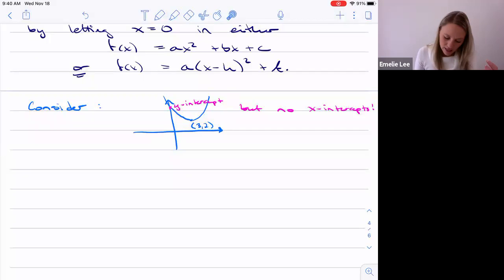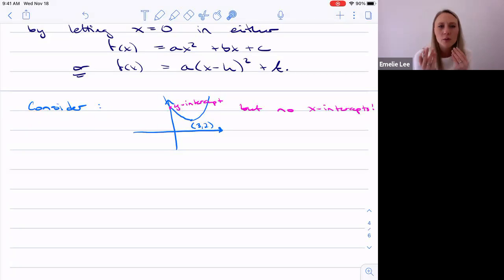So now, if it was pointing down, right? If the vertex is at 3, 2, but A is negative, then it's pointing down. All of a sudden you are expecting x-intercepts. So you can use the vertex and whether it's facing up or down to tell you what to expect to find. Are you expecting to find x-intercepts?